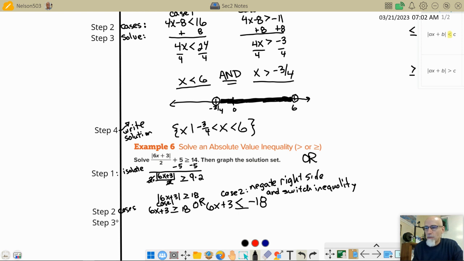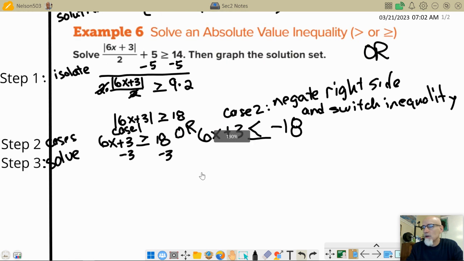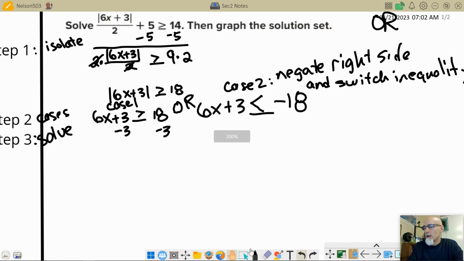Now, step 3 is solve. Okay, so we're going to try to solve this. So I subtract 3 from both sides, right? Subtract 3 from both sides. And let's see here. What do I do then? Okay, so I got 6x is left on the left side, and 15 is on the right side.